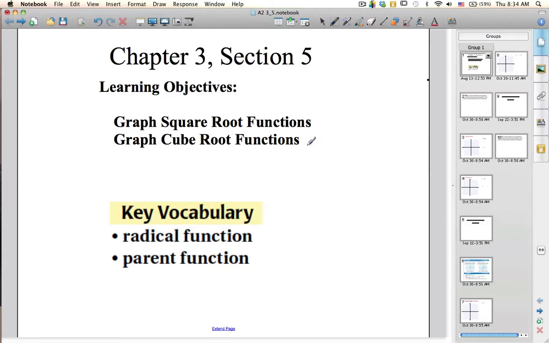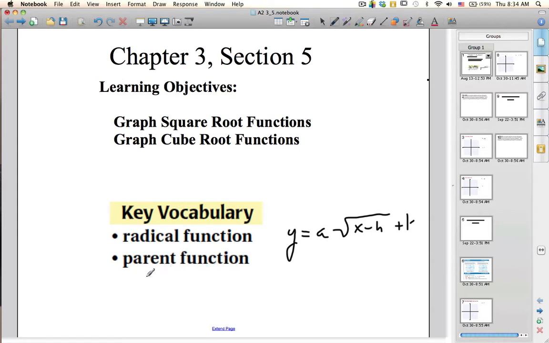Key vocabulary for this section are radical function, so that would be a function similar to this: y is equal to a times the square root of x minus h plus k. That's a square root function. A cube root function would look like this: a times the third root of x minus h plus k. If you remember, when we graphed in vertex form, we had h and k. And then also parent function.